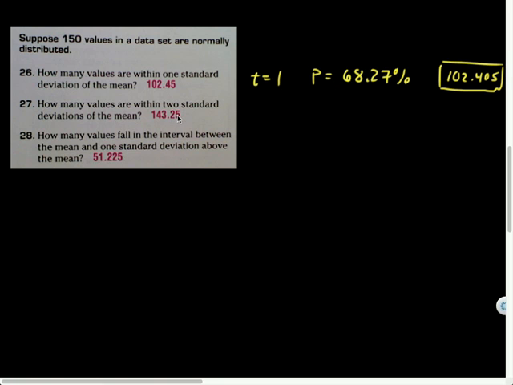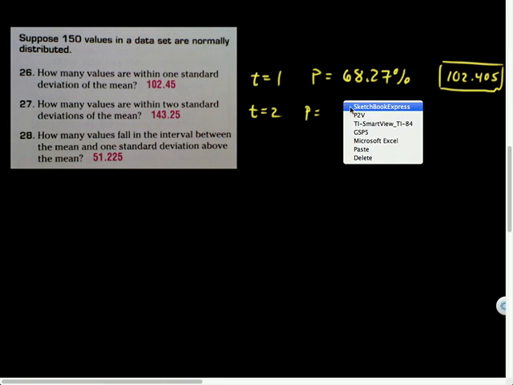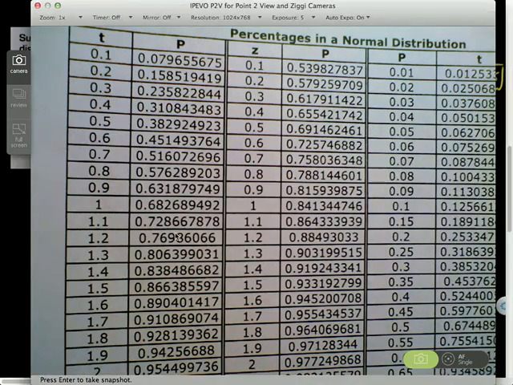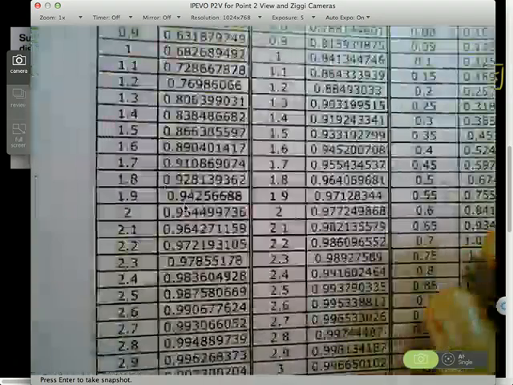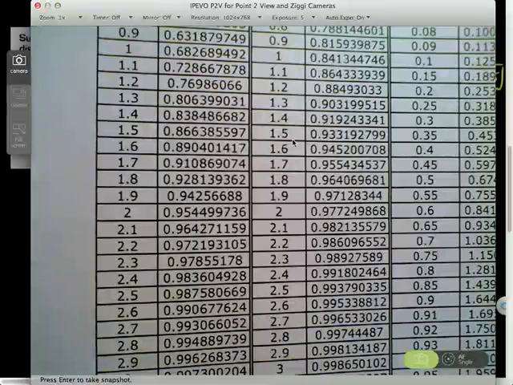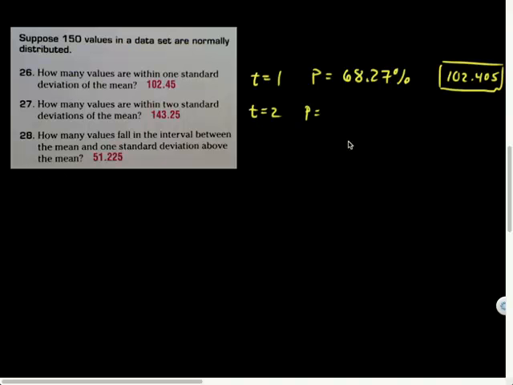For 27, it says how many values are within 2 standard deviations of the mean. So in this case, t would equal 2. The value of p is going to be larger. So 2 standard deviations lands us right here, 0.9545, or 95.45%. So I would just take 0.9545 and multiply by 150, and that would convert that to values. So 0.9545 multiplied by 150, and I get 143.175.